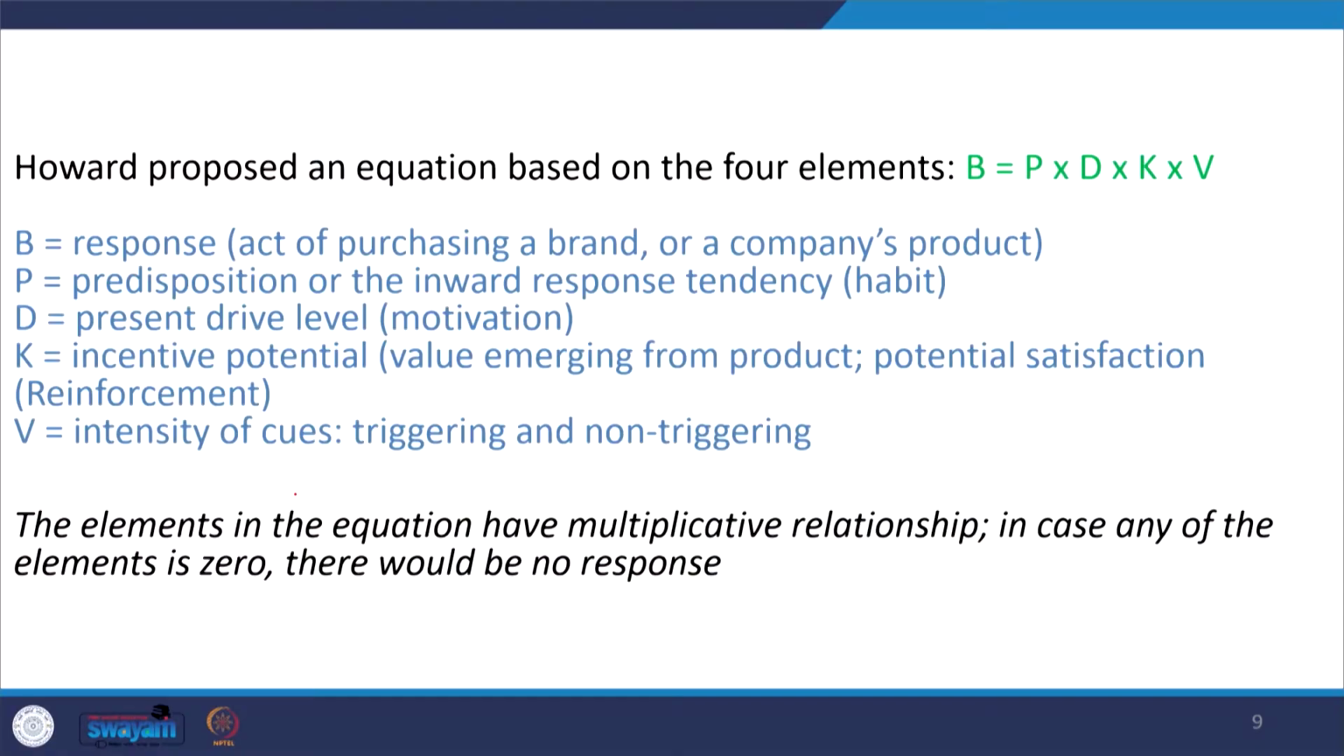Now let's look at this equation which has been proposed by Howard. It comprises B, which is called the response or the act of purchasing, or how your prospect will act. If we look at it from the sales perspective, P means the predisposition or the inward response tendency, which means the habit. Now this is only going to matter when you have used the same product a couple of times, and you have developed a kind of liking for it, which has now become part of your habits.